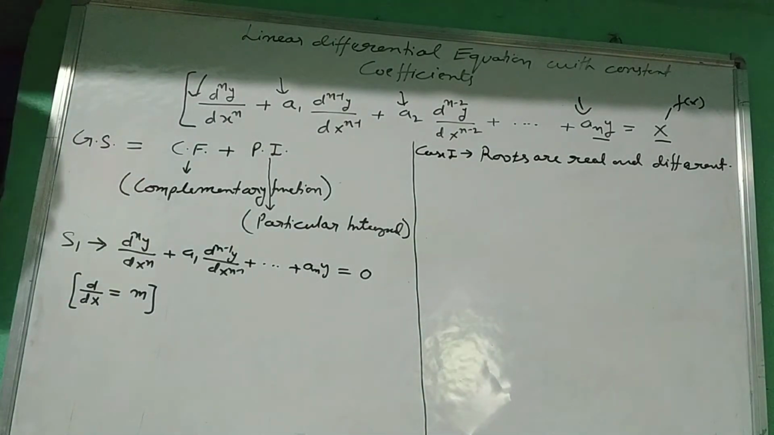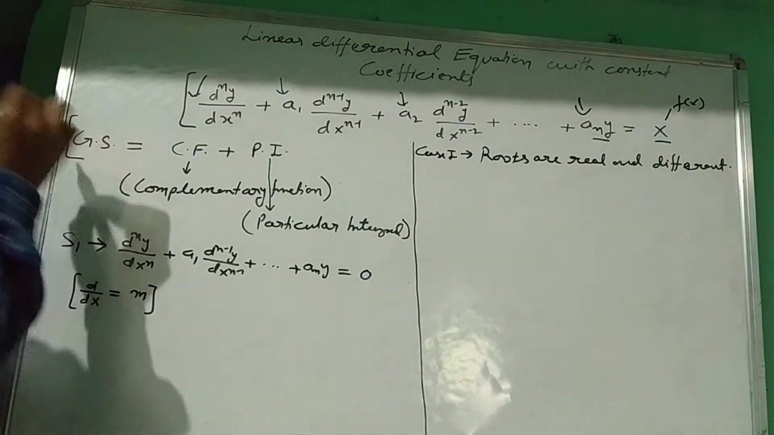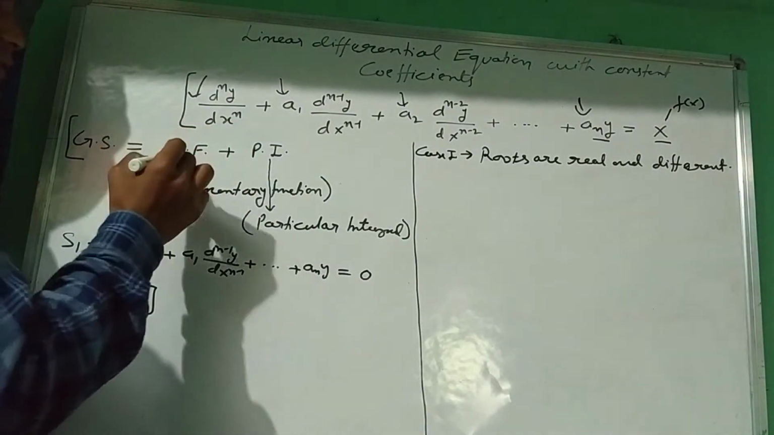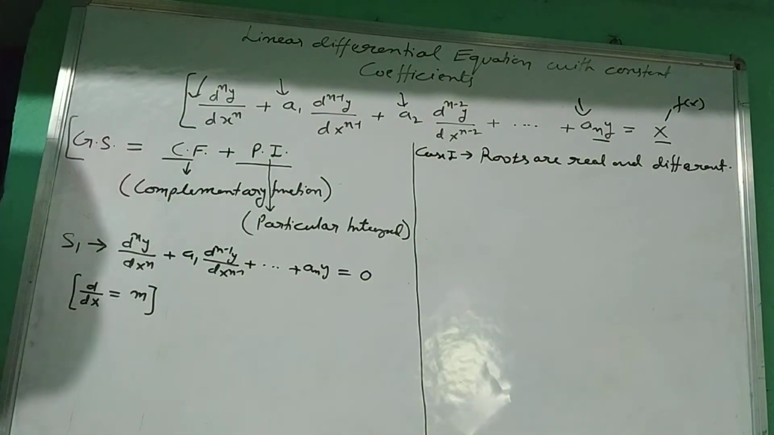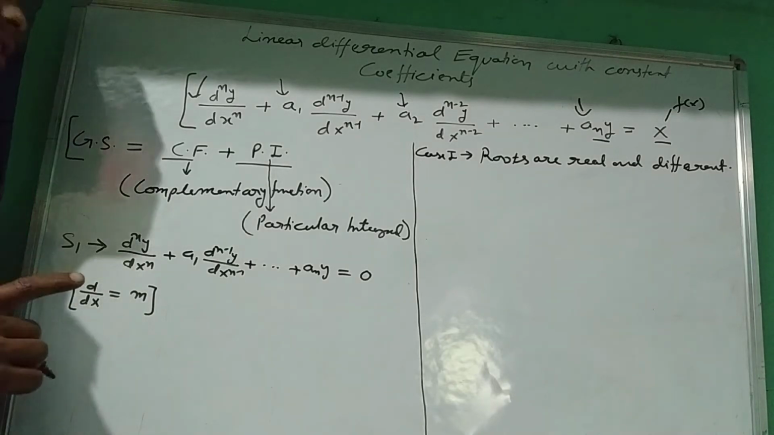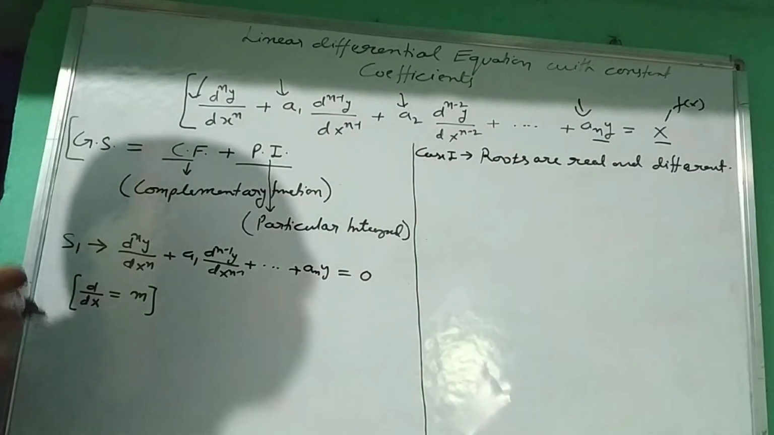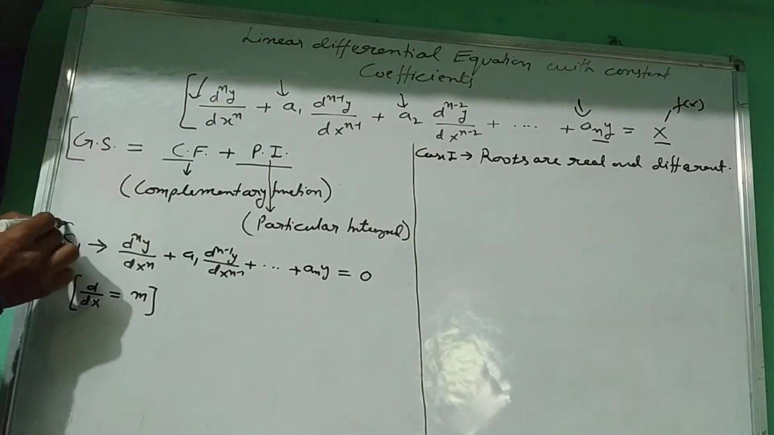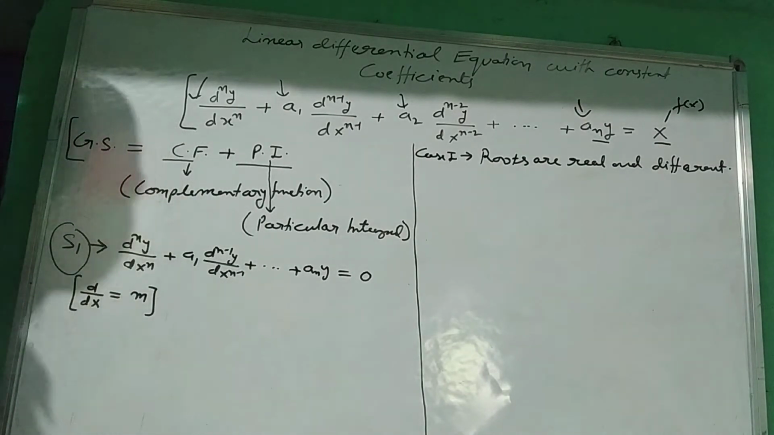Now, for solving this type of differential equation, first we need to understand the general solution. We can always calculate the general solution of this type of differential equation using the complementary function plus particular integral. In this lecture, first we understand the complementary function and the rules for calculating it. This is the first step for finding the complementary function.